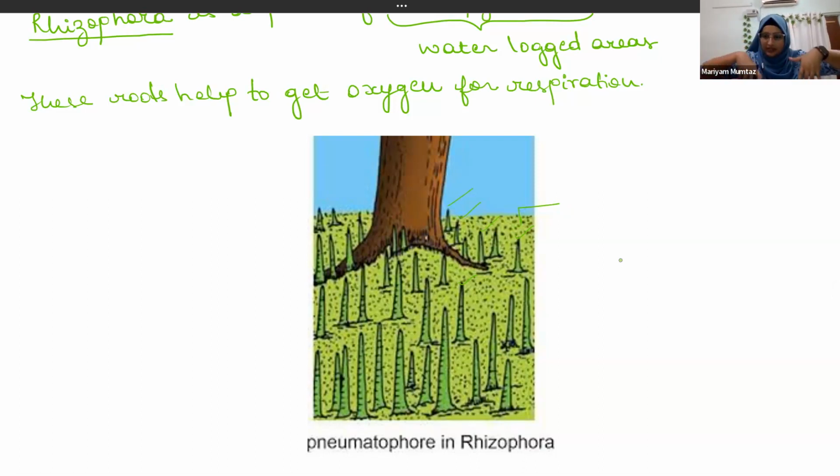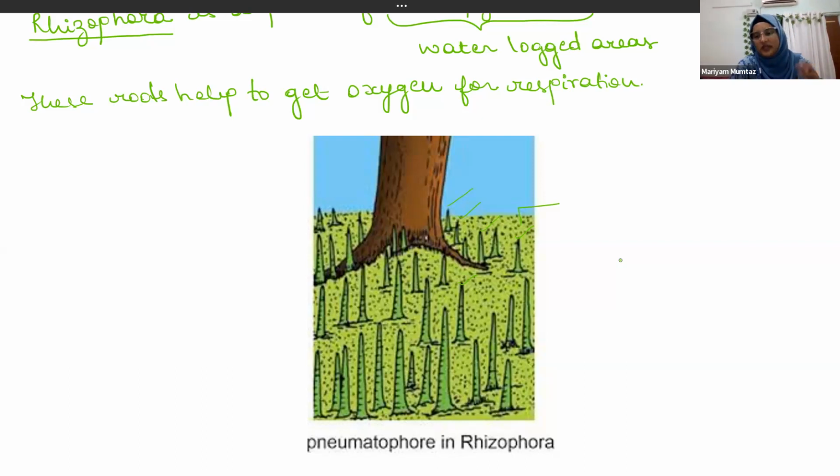Roots are supposed to grow under the ground, isn't it? Like how we studied traditionally. But since we're talking about the modification, here the roots grow vertically upwards. They come out of the ground and they grow vertically upwards. Now the roots become green.